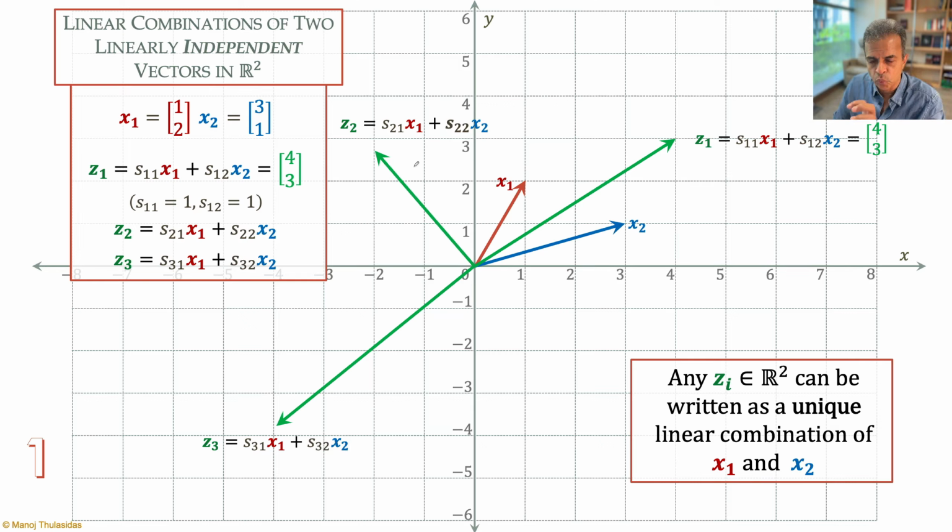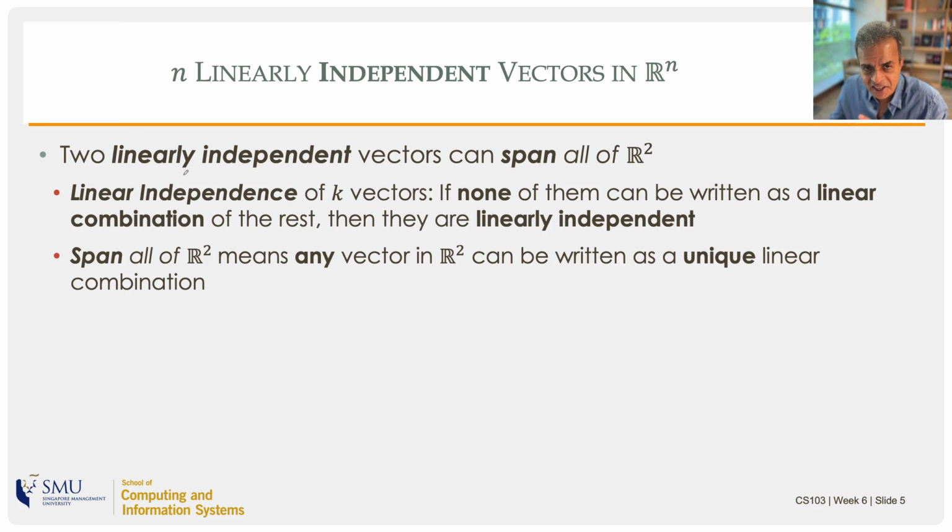To say it once more, any vector at all that is a member of R2 can be expressed as a linear combination of x1 and x2, and that's what it means. I understand that I'm using the terms linearly independent and span without having defined them. So let me do that now.